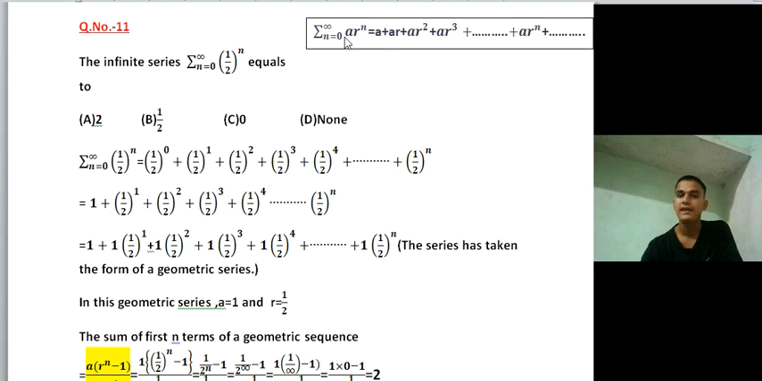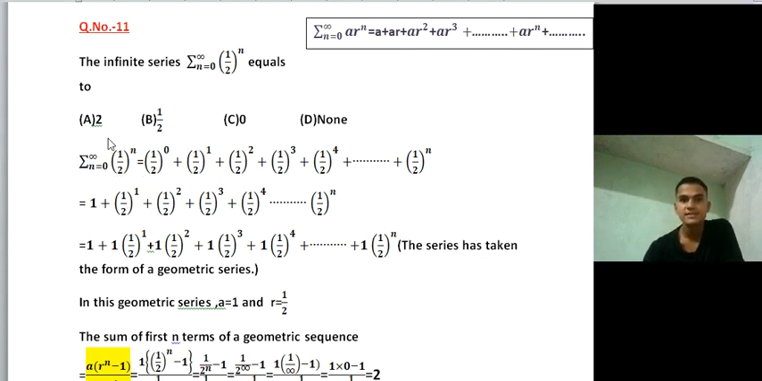A is the first term of the series, r is the common ratio of the series, and n is the number of terms of the series. And then we will see how this series is taking the form of a geometric series.